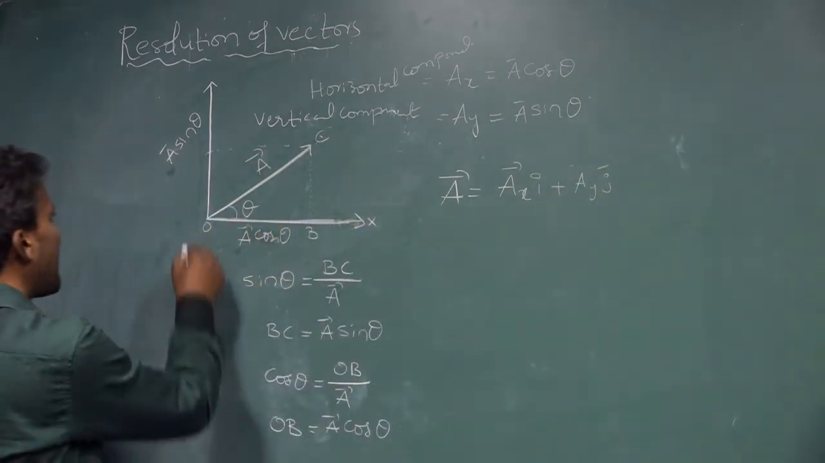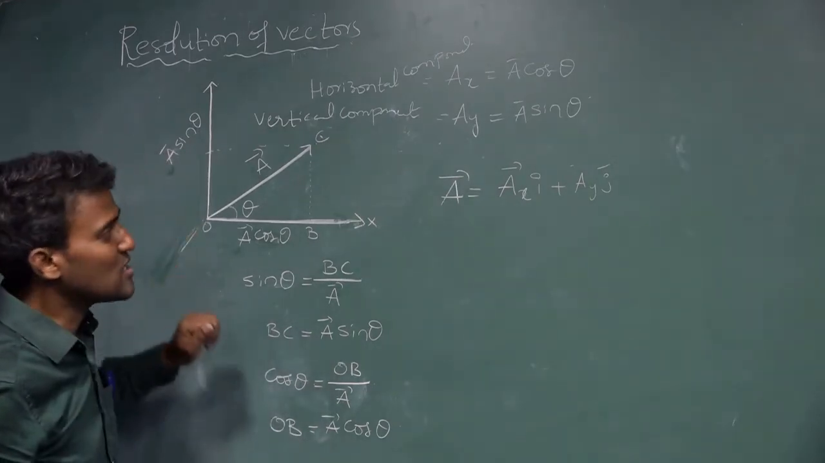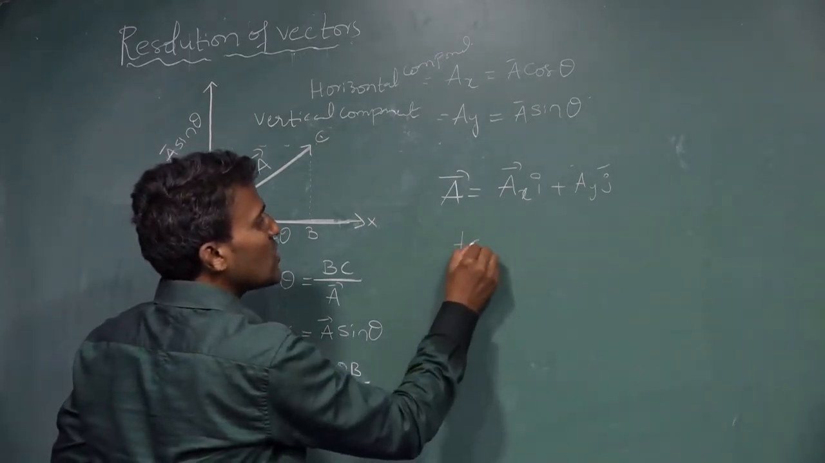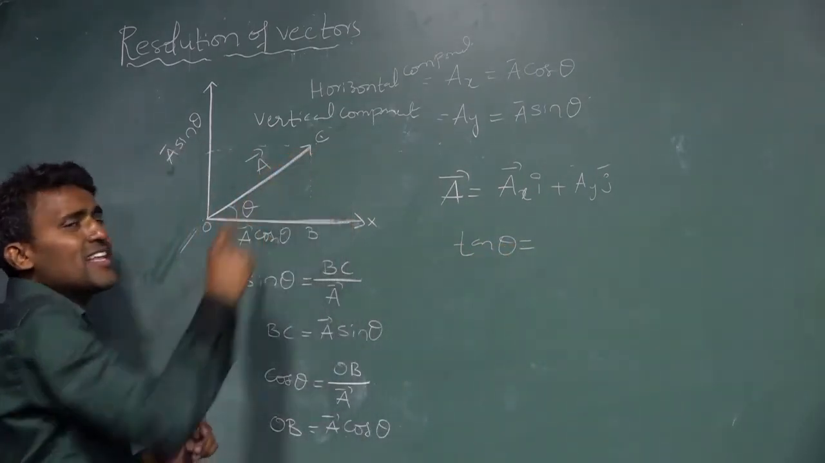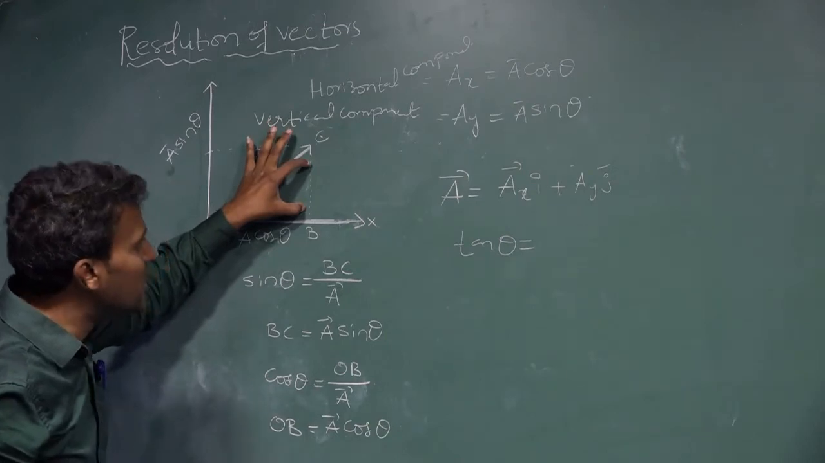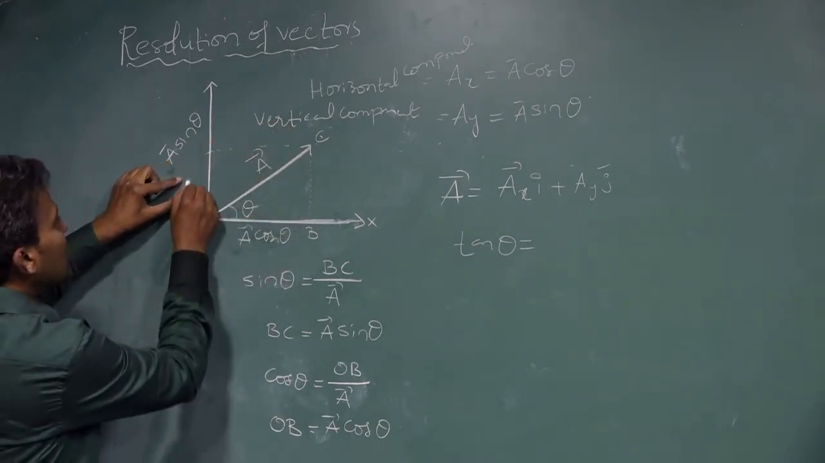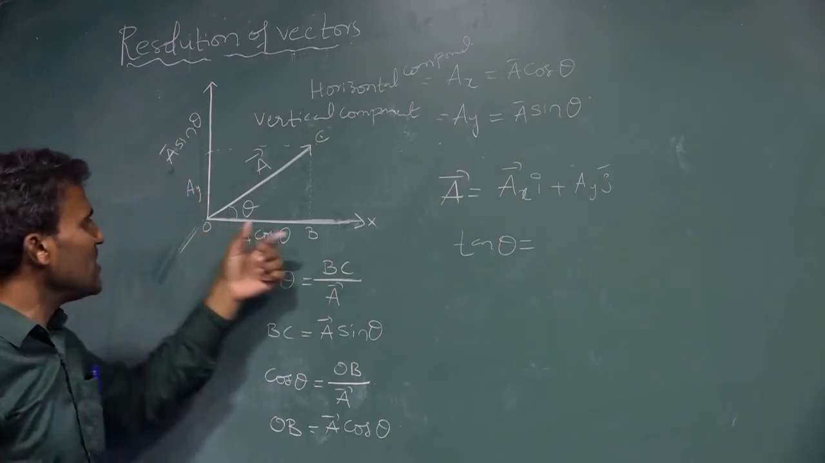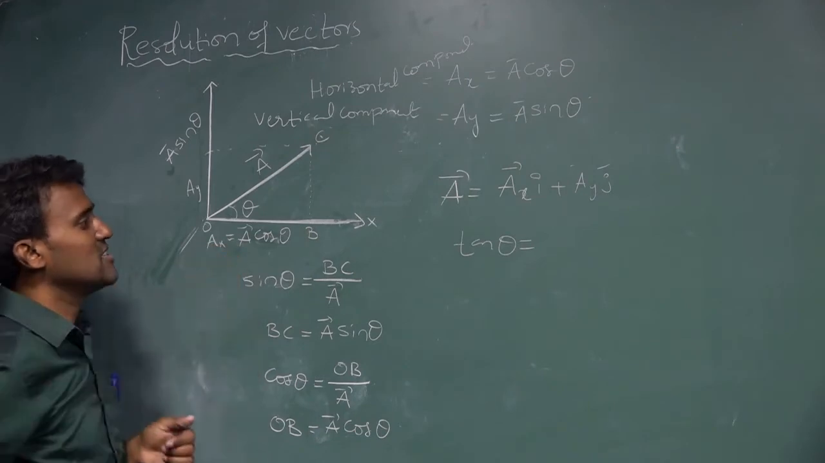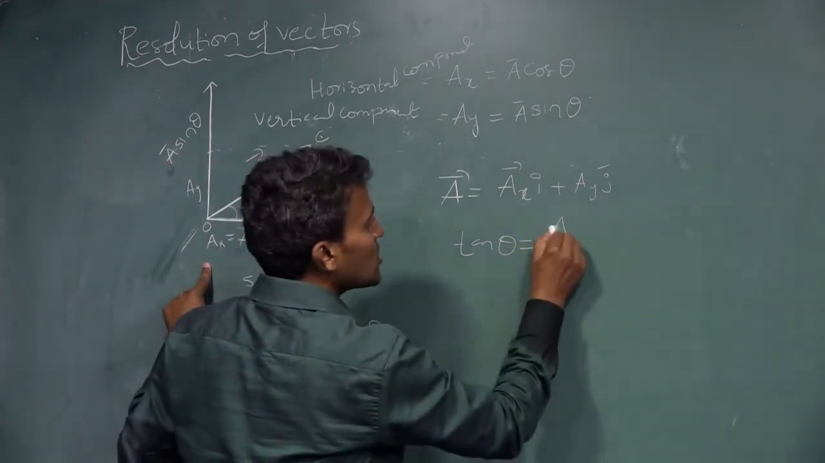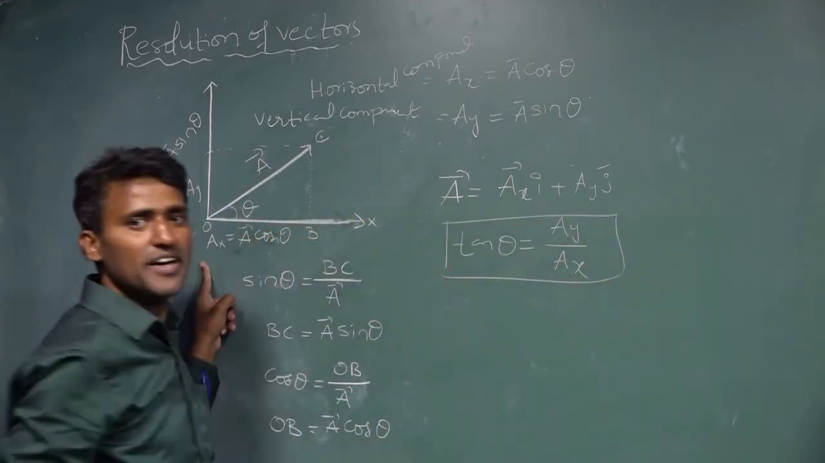If you take the Z axis, later I will write this Z axis. And tan theta is equal to, if you want to find out the direction, tan theta is equal to opposite over adjacent. Tan theta means opposite side divided by adjacent side. Here the opposite side is the vertical component, AY, isn't it? And the adjacent side is the horizontal component, that is AX. So tan theta is equal to AY divided by AX.